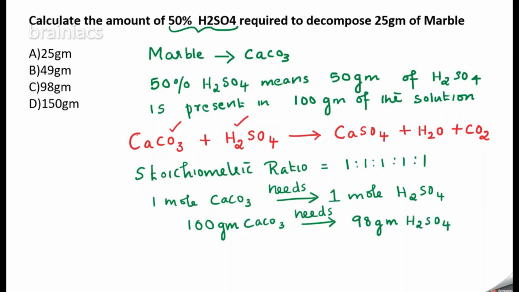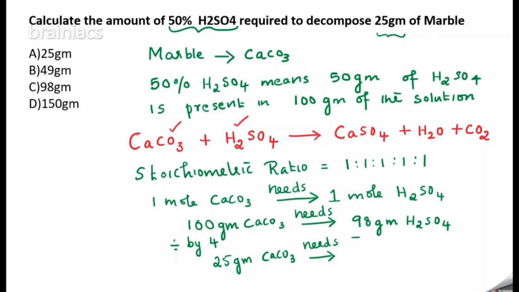Now 100 gram calcium carbonate needs 98 gram sulfuric acid. But as per stoichiometry, what is given to you? Given to you is 25 gram of calcium carbonate. So how can you convert 100 gram to 25 gram? Divide by 4. If you divide by 4 on both sides, this will become 25 gram calcium carbonate, and that needs how much amount of sulfuric acid?